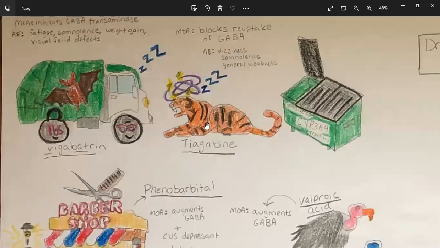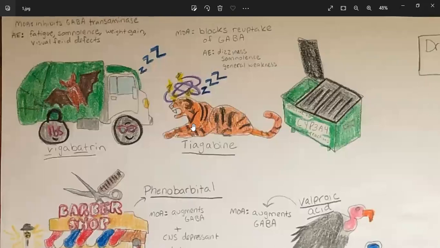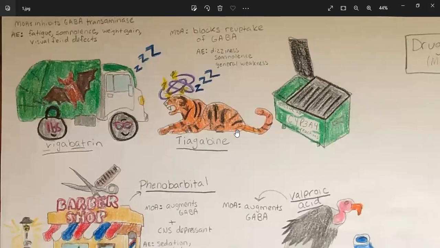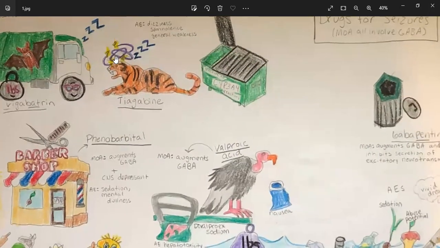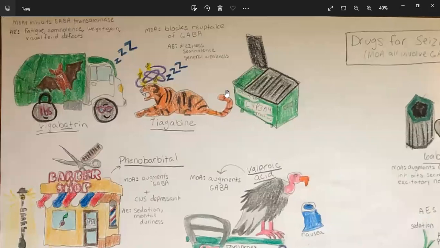These are not really in any particular order, but we'll start with these drugs where their MOA is to block the reuptake of GABA. So even though all of these pictures involve GABA, some of them augment GABA, some of them, like this one, block. So just pay attention.